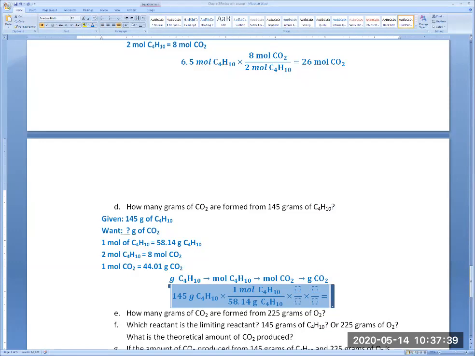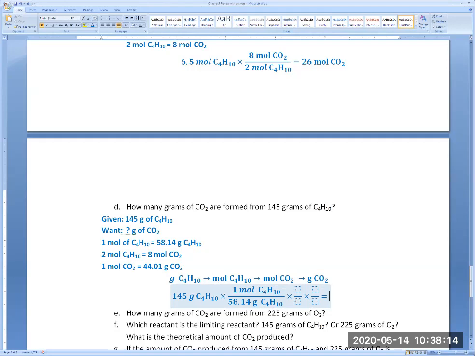So if you were to stop here and calculate, you would get the moles of C4H10 that there is in 145 grams of C4H10. But we don't want to stop here. We are not interested in that value. We want to keep going and change the moles of C4H10 into moles of CO2, right? So we'll do the second conversion, and for this we need to change the moles of C4H10 into moles of CO2 and cancel the moles of C4H10 in the previous conversion factor, right?